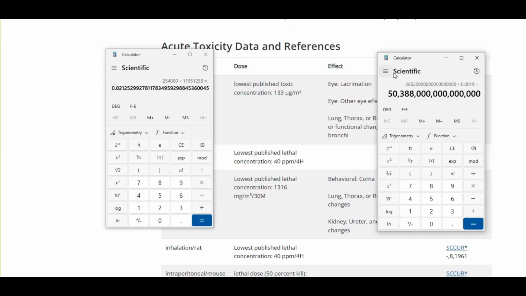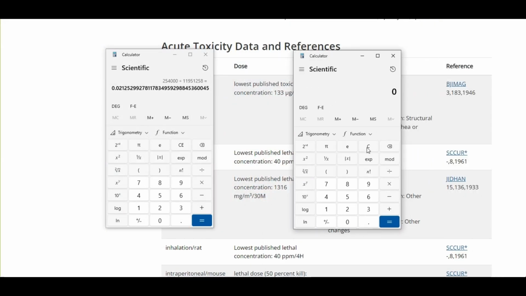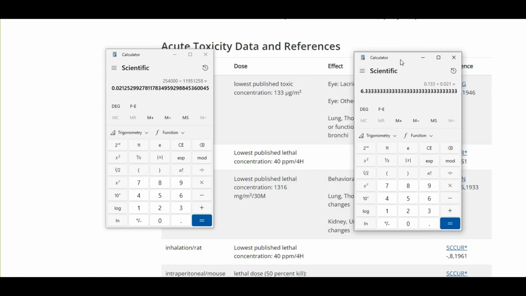Let's actually find out how much more. So we're going to take 0.133 milligrams, which is the same as 133 micrograms, and divide it by 0.021 milligrams, or 21 micrograms, and that's about 6 1/3 times the odor threshold.